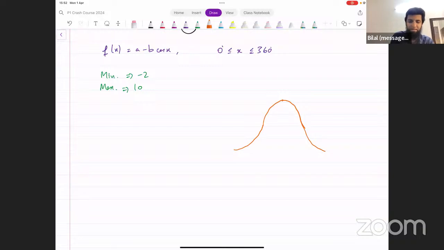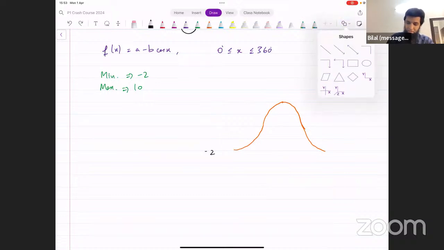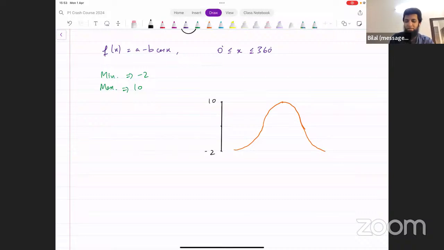Now the question is basically telling you the least value is minus 2 and the highest value of this function on the y-axis is 10. So you know the least value is minus 2 and the maximum value is 10. Where is the baseline going to be? Right in the middle. Minus 2 plus 10 over 2, the average of these two numbers, that is 4. That's going to be the baseline.